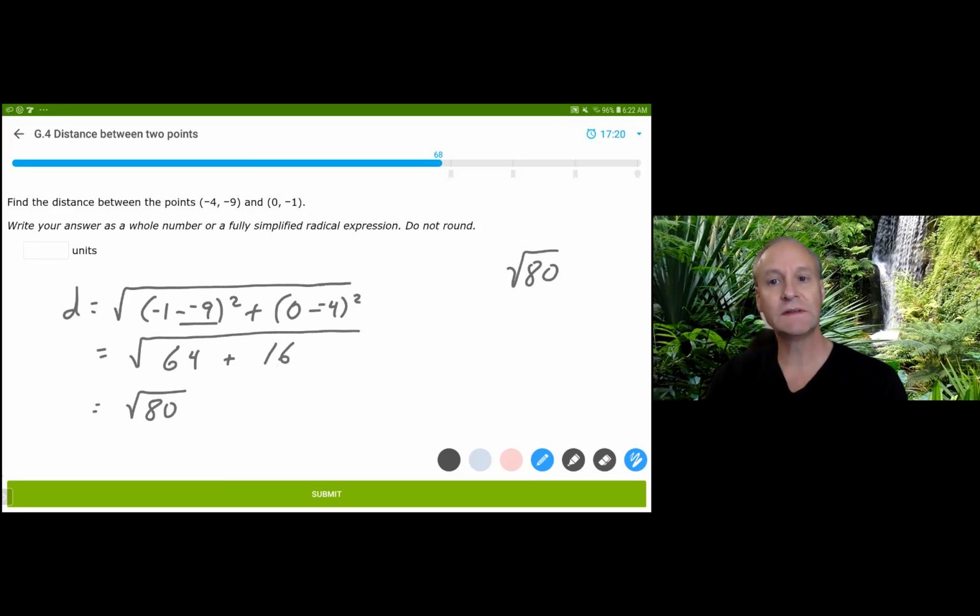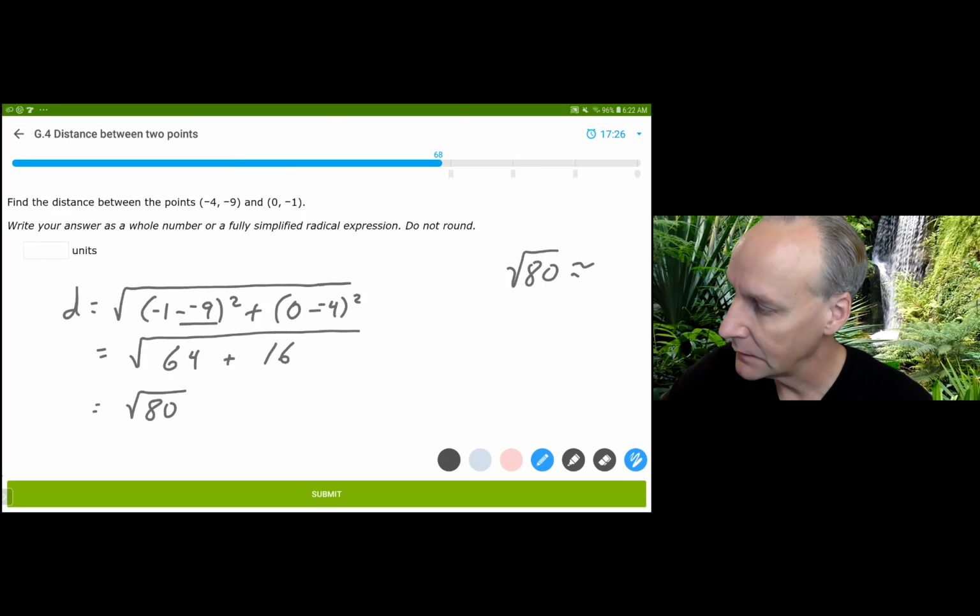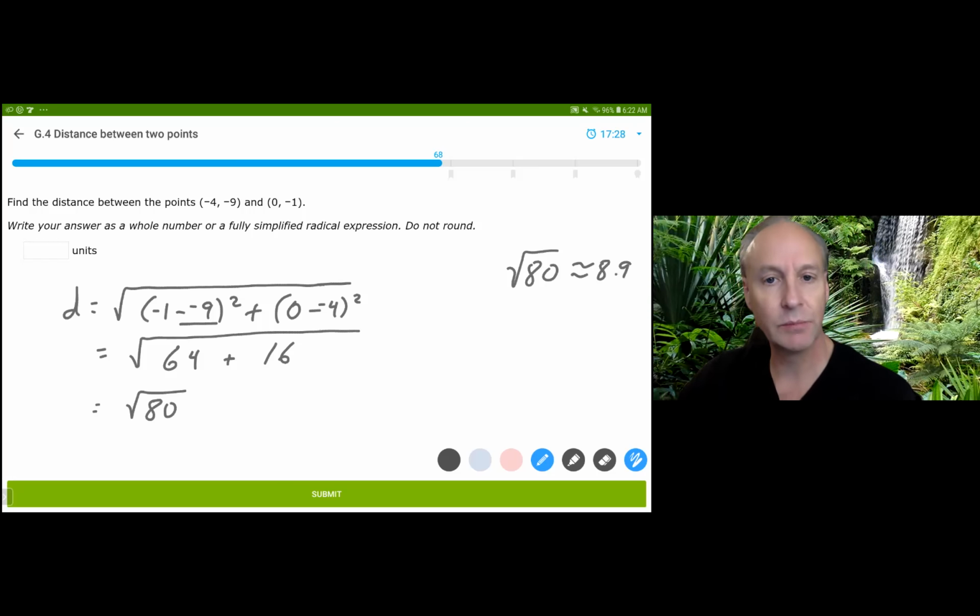Now this is almost exactly 9. This is about 8.9 if I were to estimate this. And I'm using my interpolation. Do you see how close it is to the square root of 81? Look at this. The square root of 81 is exactly 9. So the square root of 80 must be pretty close. Anyway, we're not done yet because I still need to reduce my radical.